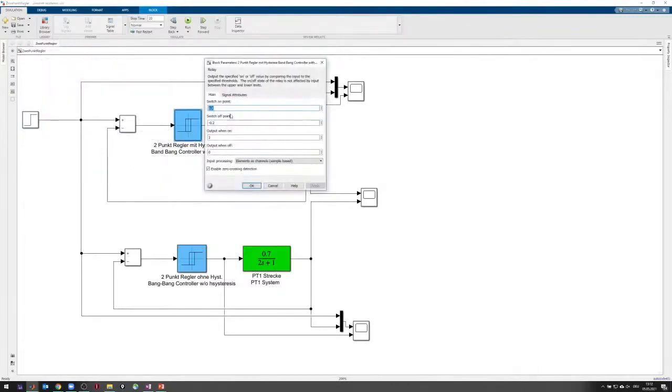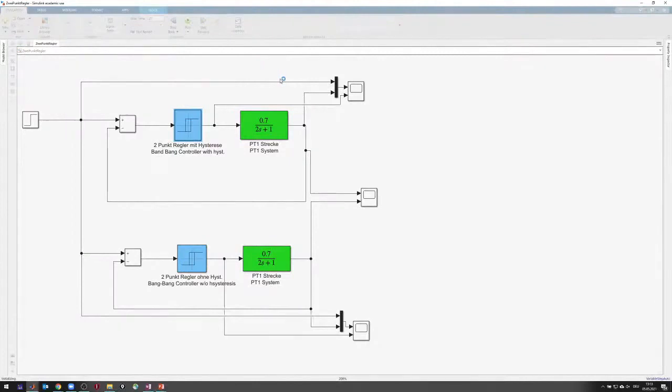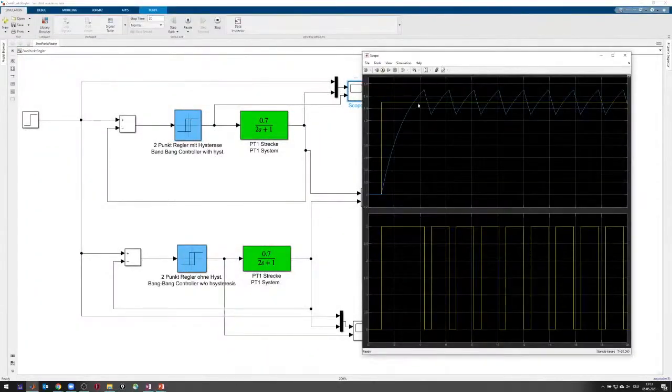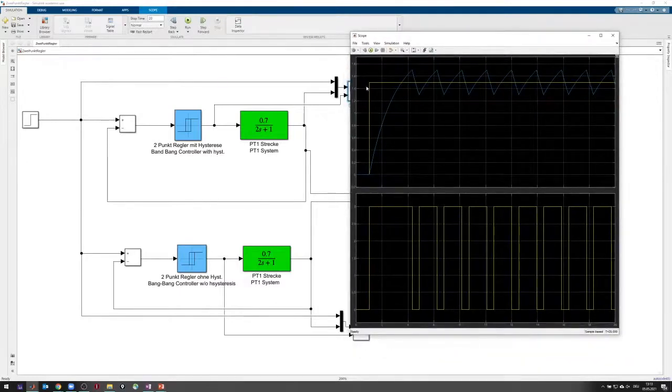And here I've set this, it's the same example as on the lecture slide with a switch point of 0.2. So the hysteresis is plus minus 0.2. And the output is 3 when it's on and 0 when it's off. So if you do the simulation, you will see that you get this, right? So this is now the answer. I want to reach 1.5, but I'm oscillating around that because I'm only switching on and off.